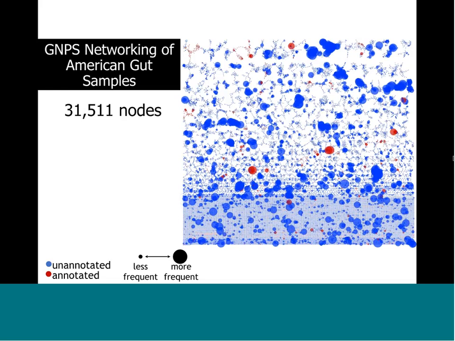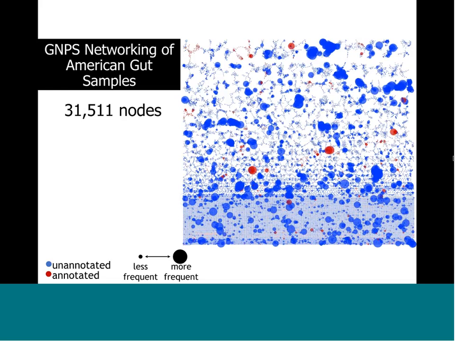The metadata that he added to this particular picture: the molecules that were unannotated were shown in blue. The molecules for which we had reference spectra in the public domain are annotated in red. And the molecules that were observed very frequently are shown as large nodes. So if they are seen in 2,400 of the samples, those are the largest nodes, whereas the spectra that are not as frequently encountered are the smaller nodes.